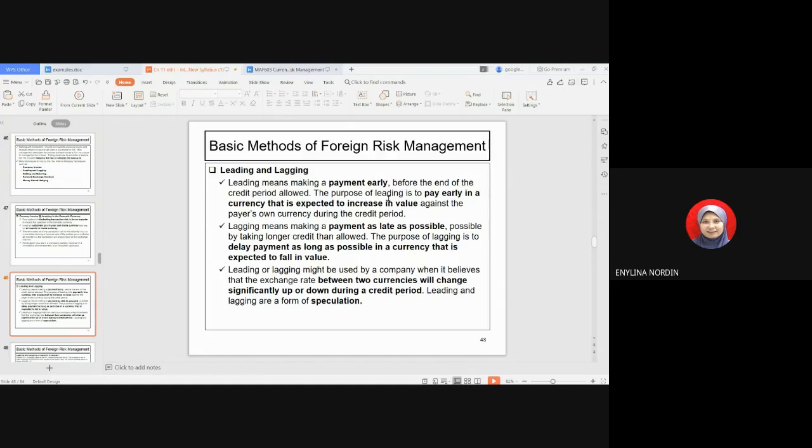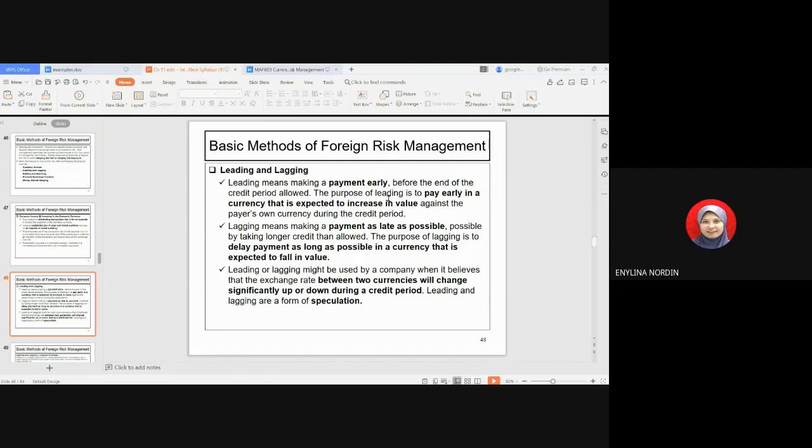So that's why you do the leading, where you convert the ringgit Malaysia to Singapore dollar as soon as possible. And then we go to lagging, right? Lagging here means making a payment as late as possible. So that is the company delays the payment in the currency that is expected to depreciate, that is to weaken against your own currency.